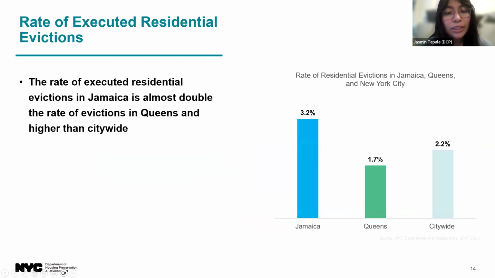So some of the challenges that renters face in Jamaica: 70% of the buildings are under 6 units, meaning they probably lack rent stabilization and related tenant protections. In general, there's a lack of protections, in part the reason that we see high rates of executed residential evictions in Jamaica. In Jamaica, we have double the rates of residential evictions than the rest of Queens. They also rank in the top 10 neighborhoods for the highest residential evictions citywide. Next slide.